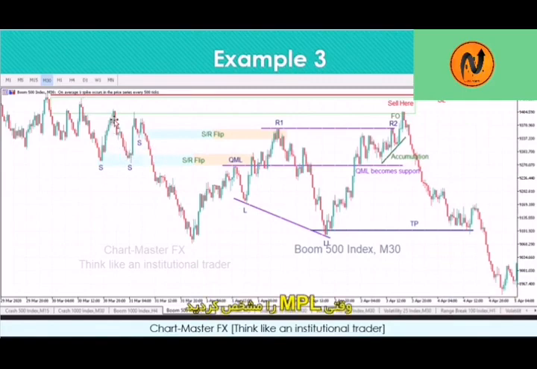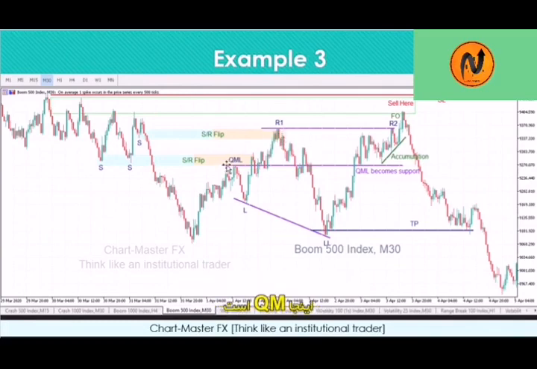So guys, here you can see that once you identify an MPL, you can also see that here we have support, and this support actually turned into resistance. So we have a flip area here, guys. We also have a flip area here, where support turned into resistance. And you can see, guys, that on that flip area, that's where we have the head of the Quasimodo.